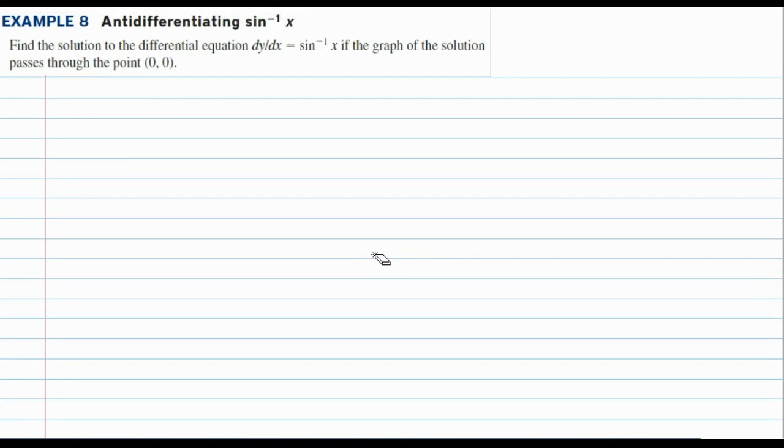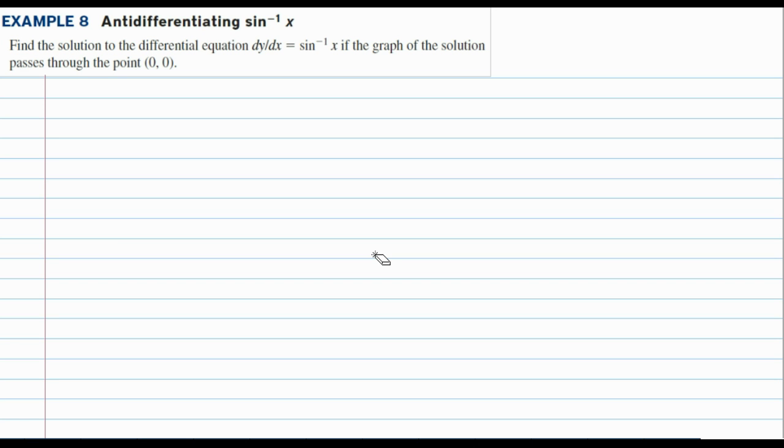This is the screencast for section 6.3, example 8, anti-differentiating the inverse sine of x. So we're going to find a solution to the differential equation dy/dx equals inverse sine of x if the graph of the solution passes through the point (0, 0). Since we're given this specific point, we will be able to solve for our c value.